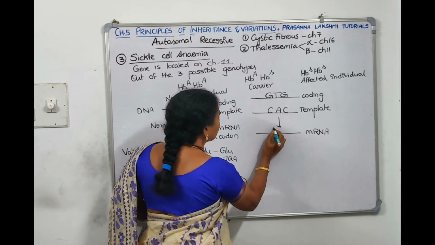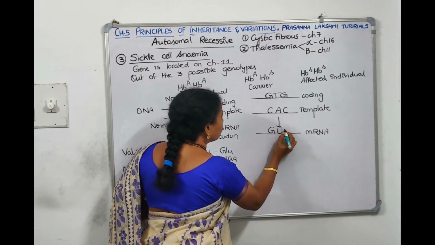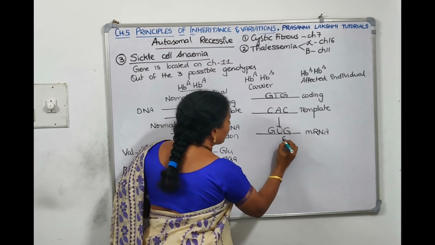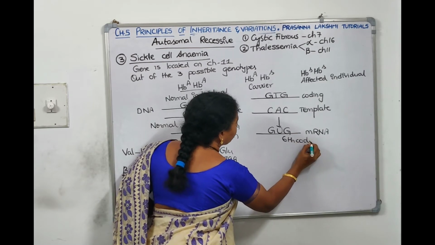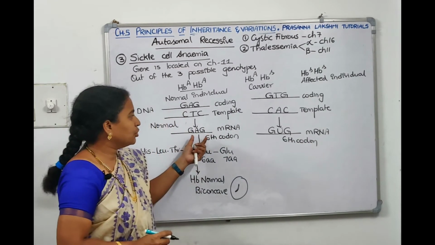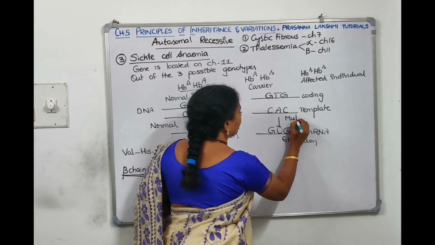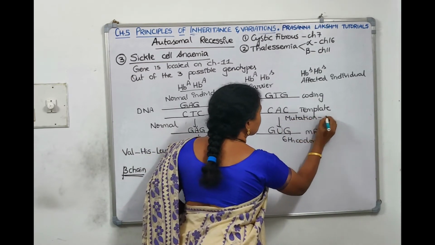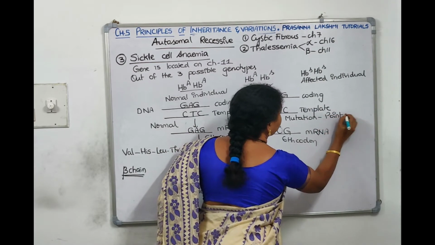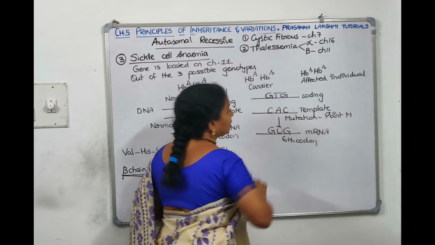So C codes for G, A codes for U, and C codes for G. That means the sixth codon, which should be GAG, got converted to GUG. There's a mutation here. Which mutation is this? Point mutation. Mutation at a point is a point mutation.